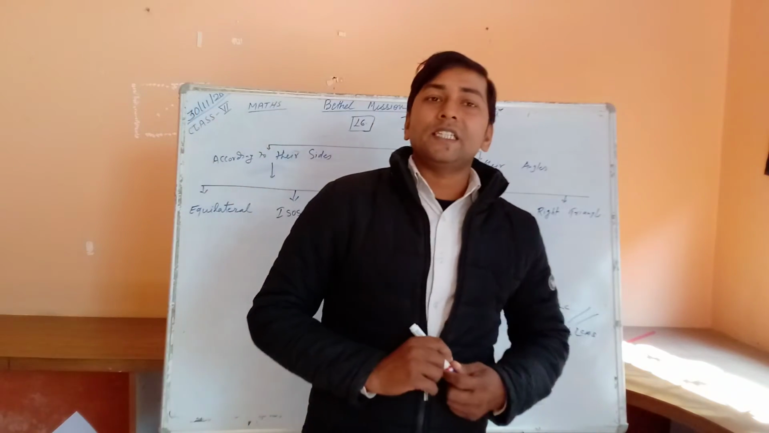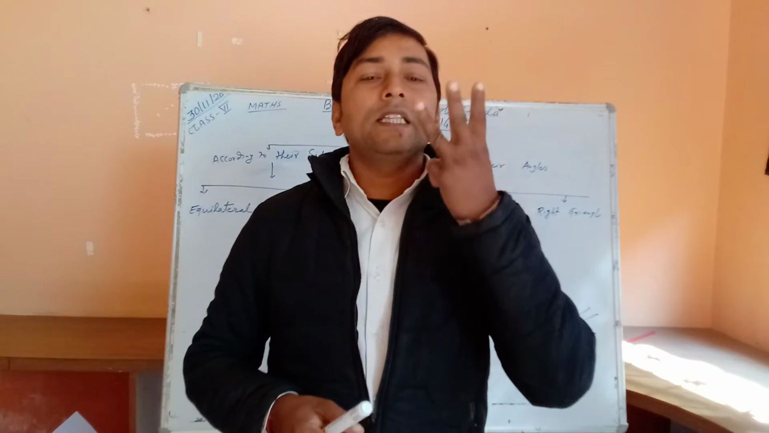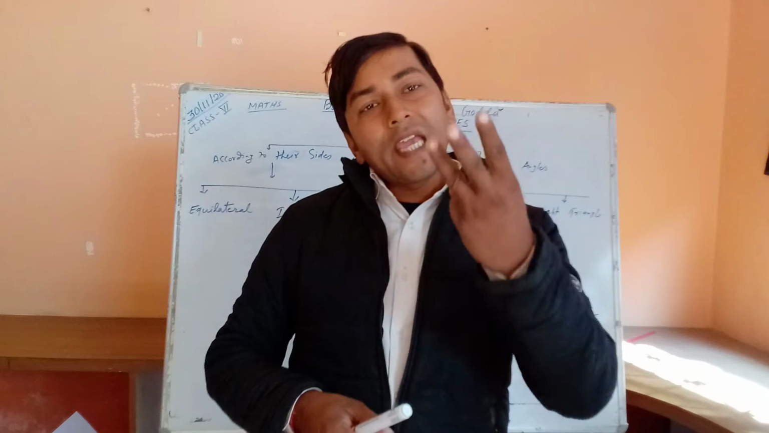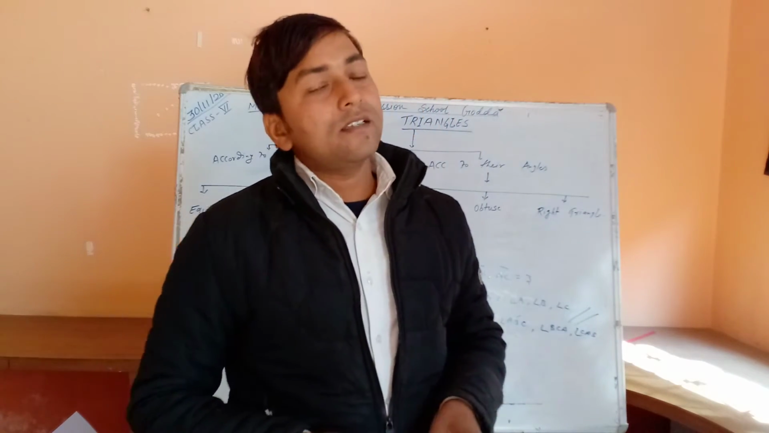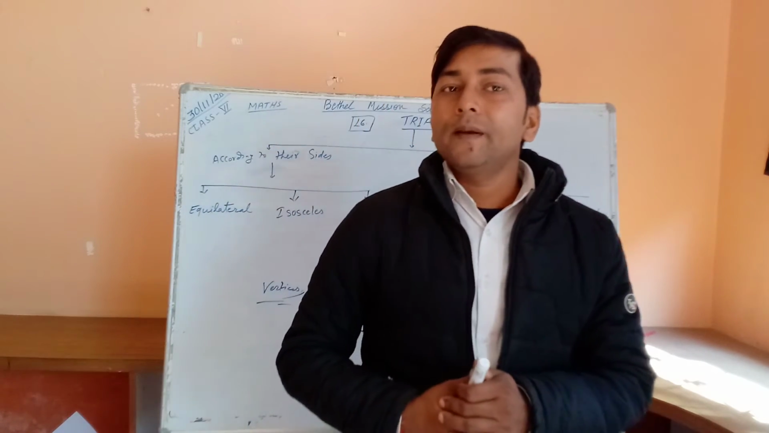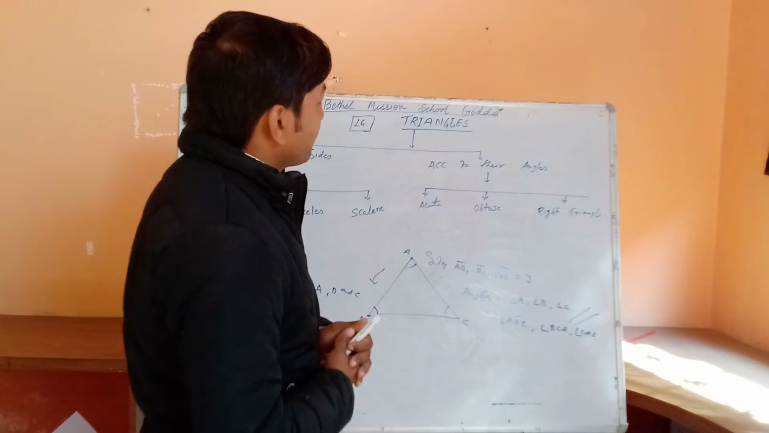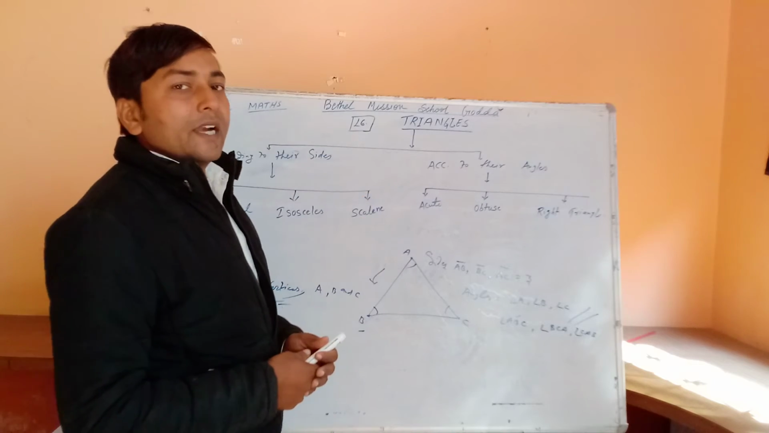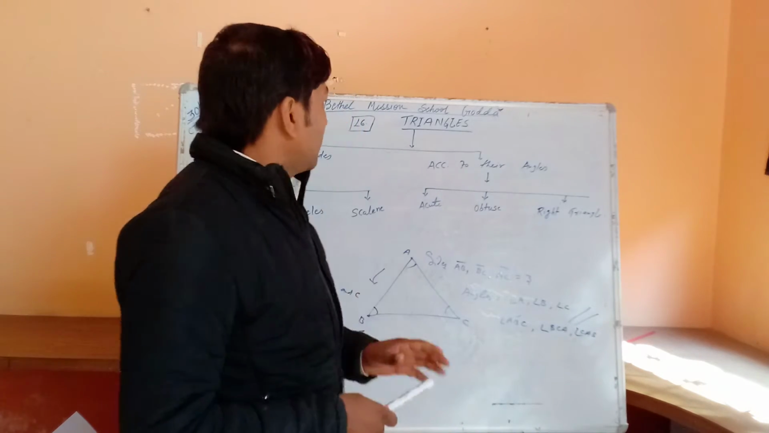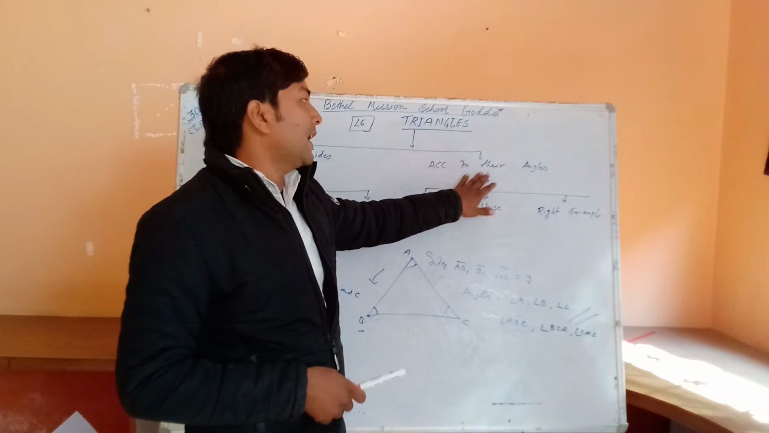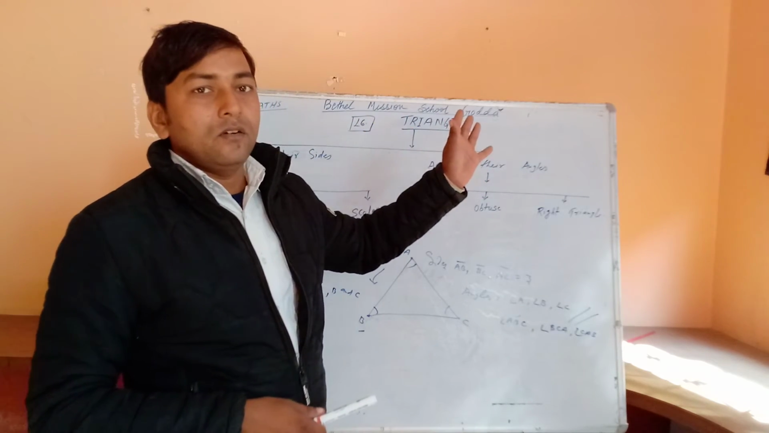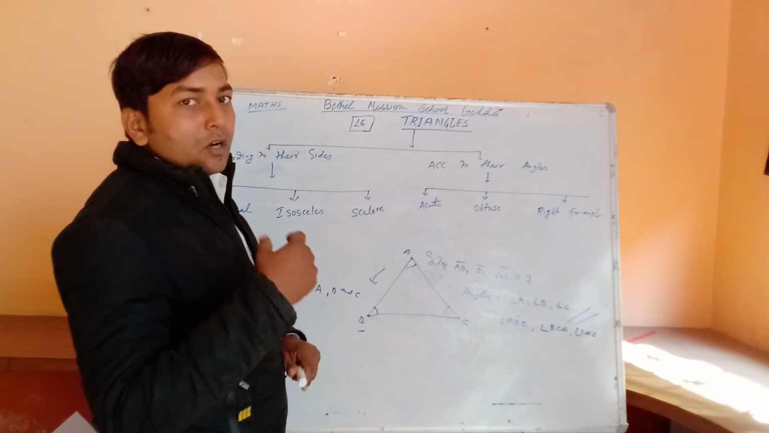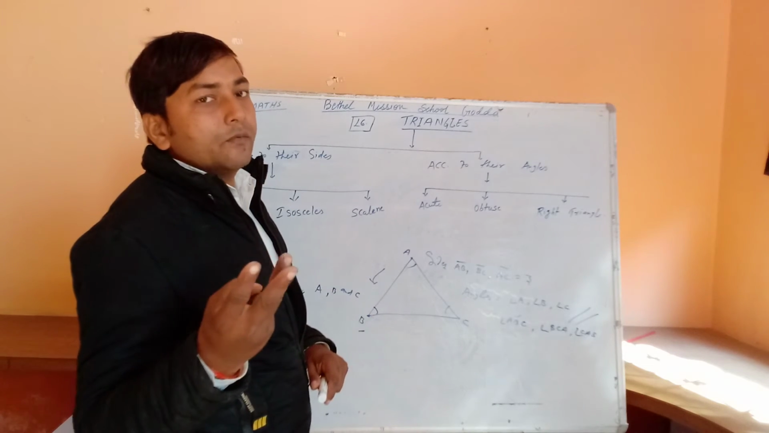So we knew how many sides? There are 3 sides. How many angles? 3 angles. How many vertices? 3 vertices. Now we are going to learn that triangles are divided according to their sides and according to their angles. According to their sides, they are divided into 3 further parts.